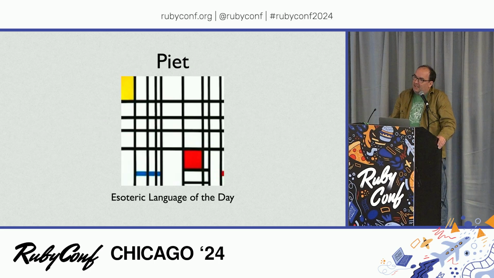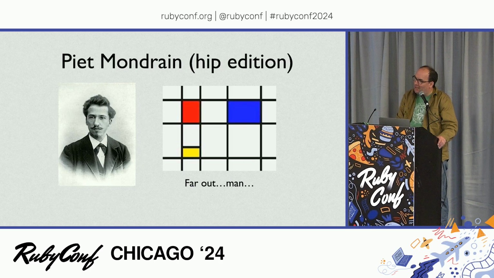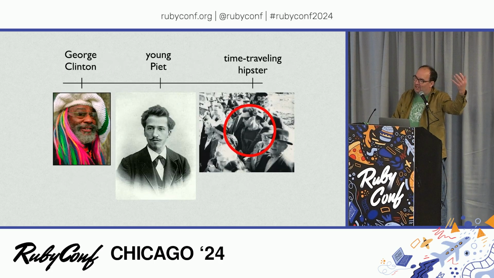The language we're going to be looking at today is Piet. It's named after this guy. There's one of his more famous pieces on the right. He unfortunately didn't have a great fashion sense later in life. So we'll remember him by this photo. He's pretty cool. He's somewhere between George Clinton and time-traveling hipster. And if you want to go and waste 5 or 10 minutes of your life, but be somewhat entertained, look up time-traveling hipster.